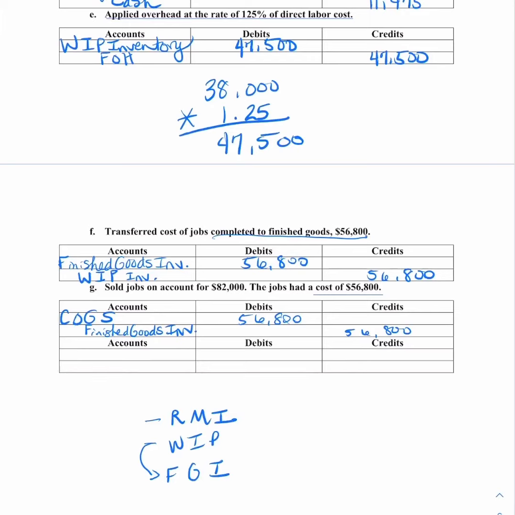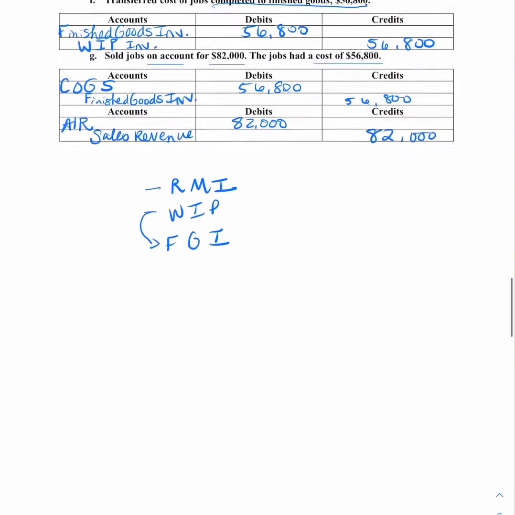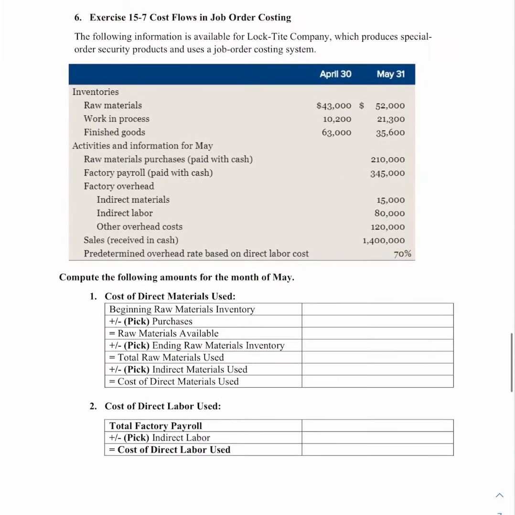Now the second part then deals with the revenue side, which is the side we all like to record. And in this case, once again, the sale was on account. So since that sale was on account, we will debit the accounts receivable account for $82,000. And we will credit the sales revenue account for $82,000. And so that wraps up this question for us. So now we'll move on to number 6.